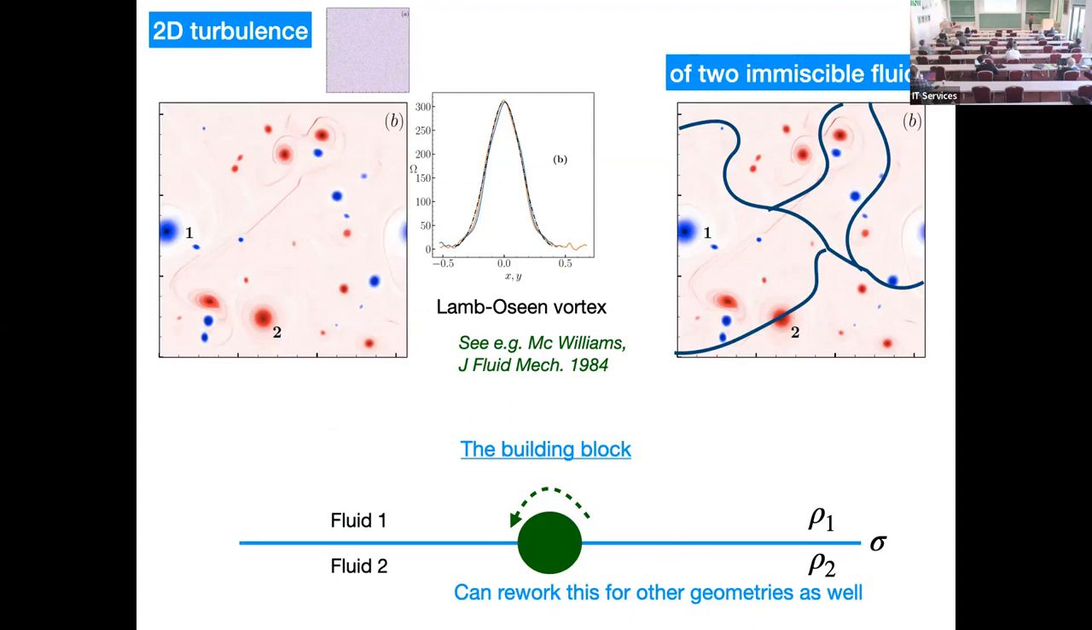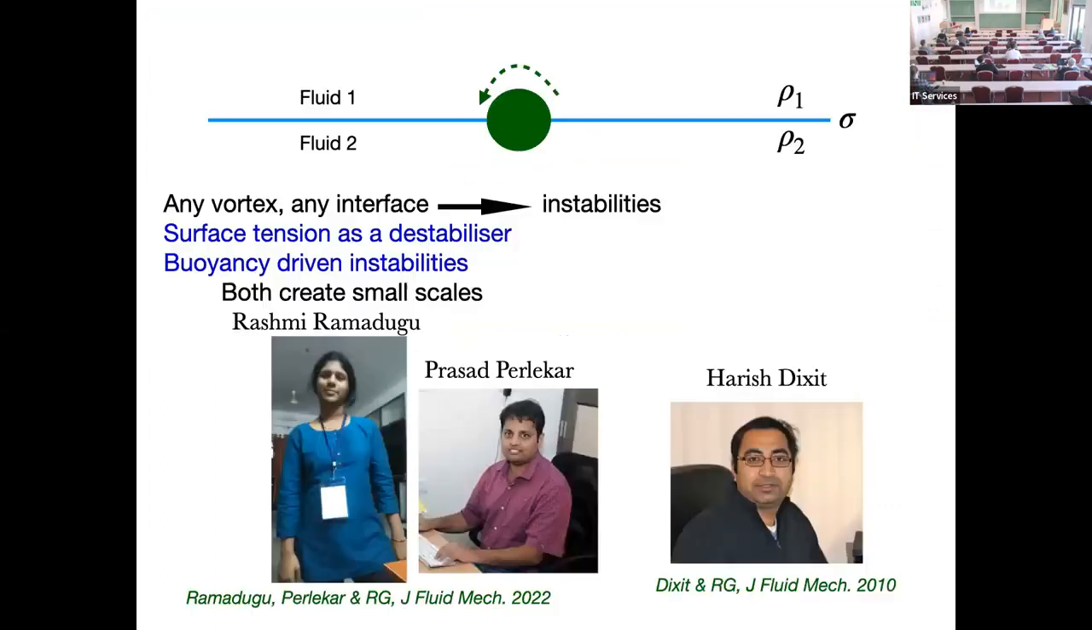So now in the first problem, we're going to talk about what if you have turbulence and then you put two fluids there. So you have these interfaces. We're going to treat this as the building block where there is one vortex, a Lamb-Oseen vortex, and a flat interface with densities 1 and 2 on either side of it, and a surface tension for this interface, which is sigma. And this thing can be worked out analytically, but you can work it out for all other kinds of geometries as well, whatever kind of interface and whatever kind of vortex you have.